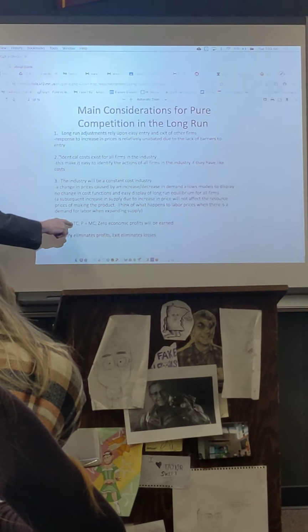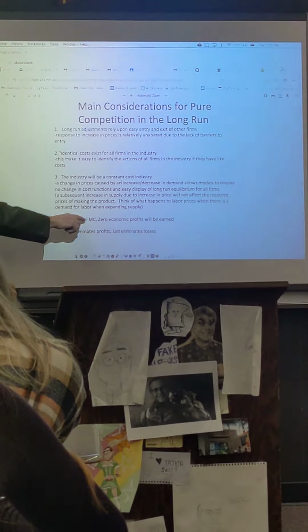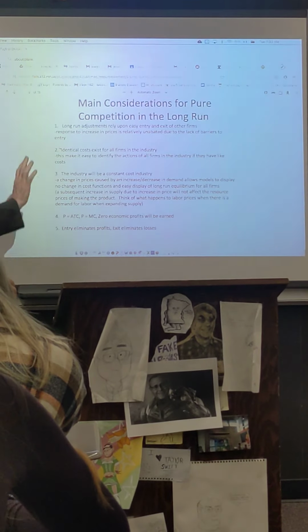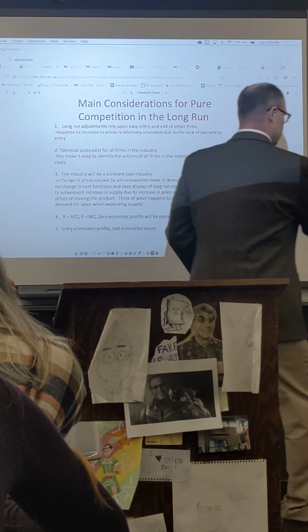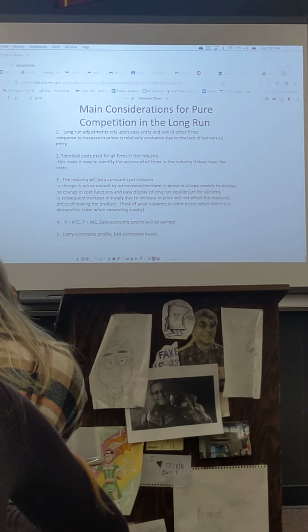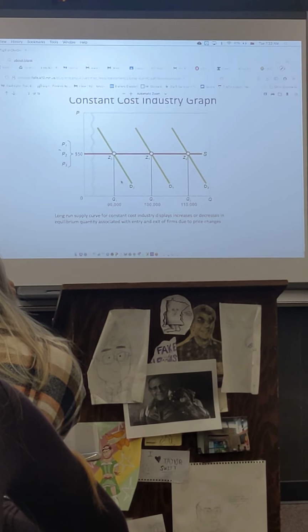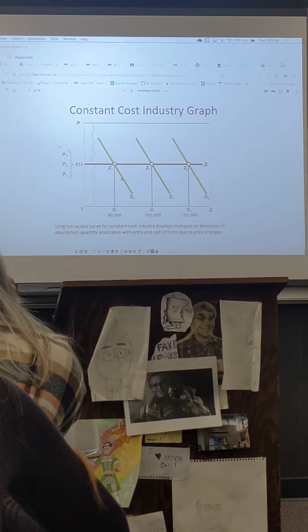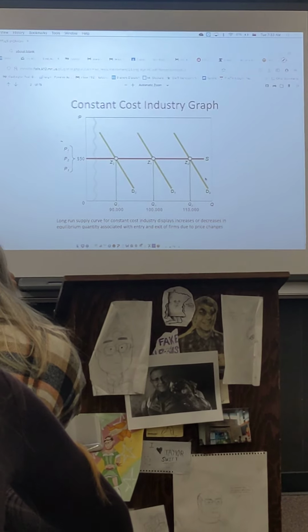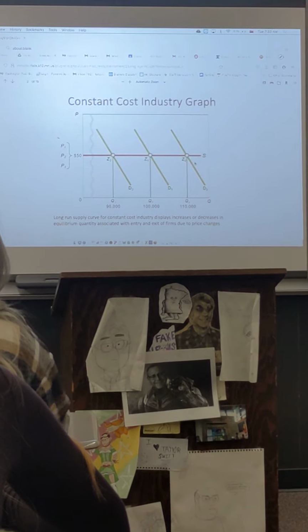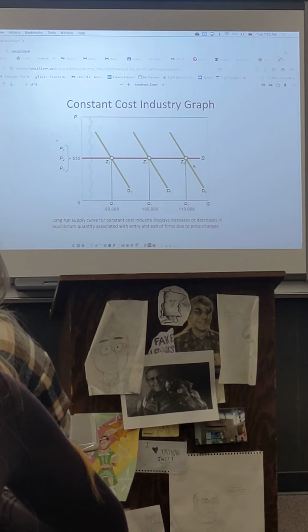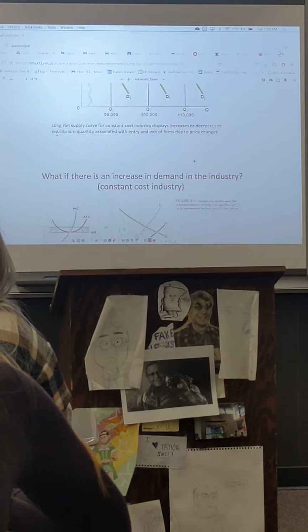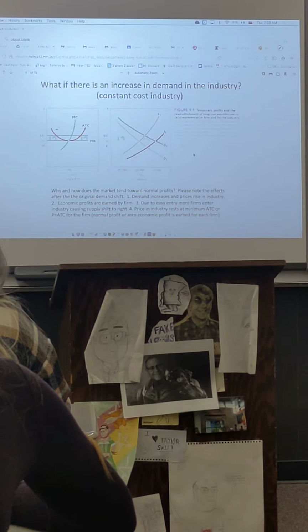Okay, P is equal to ATC, and it should be minimum, and P is equal to MC, zero economic profits. We all know this. So let's do this. I want to show you a couple items. This is a constant cost industry, and what that represents is the supply function is going to be perfectly elastic. Now that doesn't mean much until I show you the rest of this.